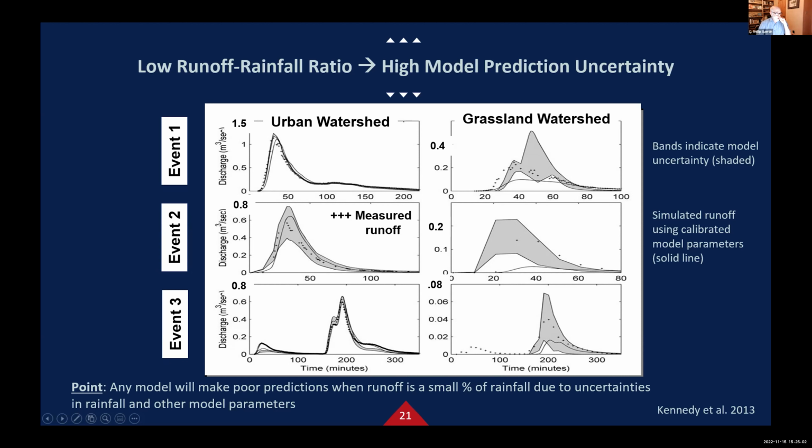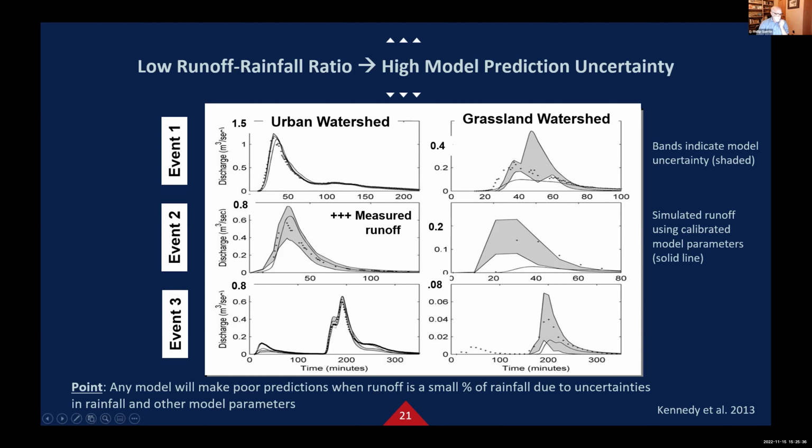The X's are measured runoff. The black line is our runoff response, and then the other black line represents our uncertainty related to our response. So we have actually two lines. One is the hydrograph, the other one is basically the level of uncertainty. And you can see that in the urban watershed, we have a lot less uncertainty, a lot less gray area.